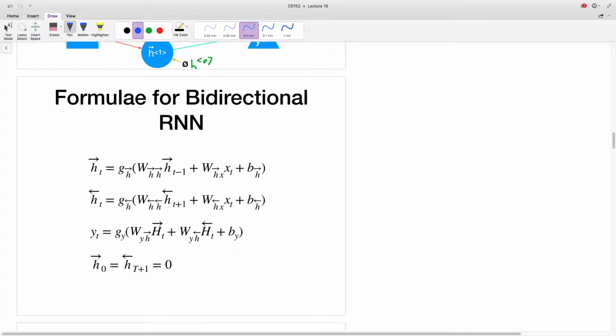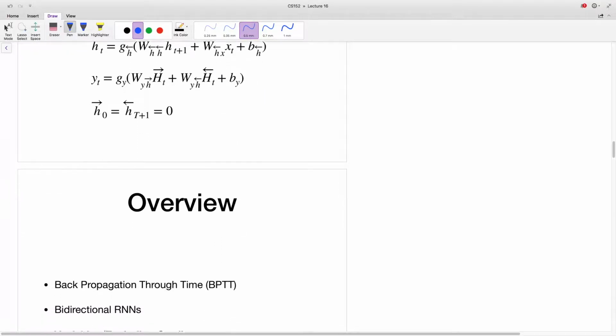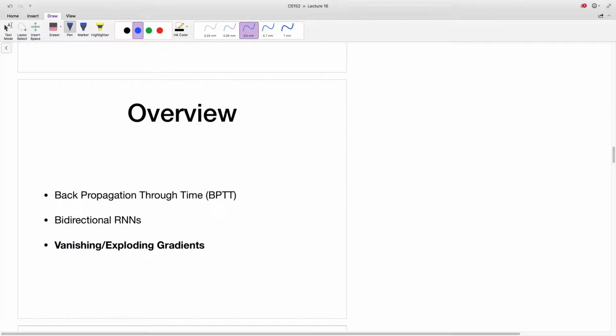Questions on that? And then for our recurrence relation, to initialize, right, going h sub 0, or upwards going h sub 0, starts at 0, and the downwards going h at t plus 1 is also 0. All right. Questions before we go on to gradients?